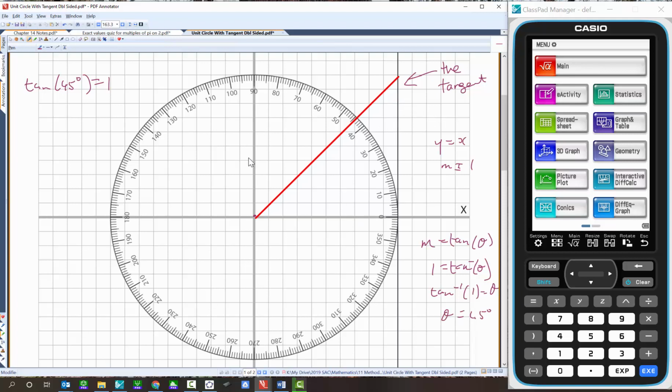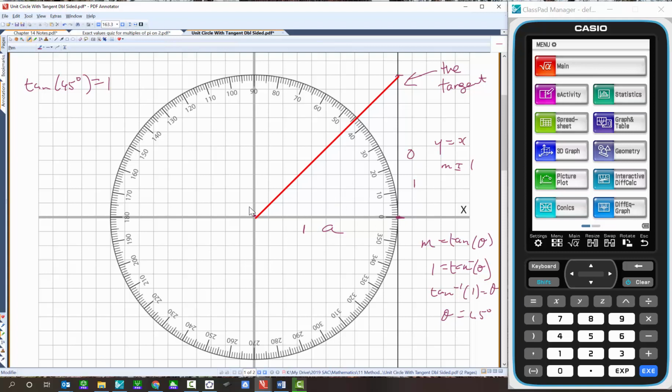Now the other way we could work this out was to look at what my values were. If I was considering sine and cosine, I could do it that way. What I would do is note that this side here is the opposite and this side here is the adjacent. We've got a height of 1, and a length, or a base, of 1. So it's opposite over adjacent, 1 over 1, which is equal to 1.